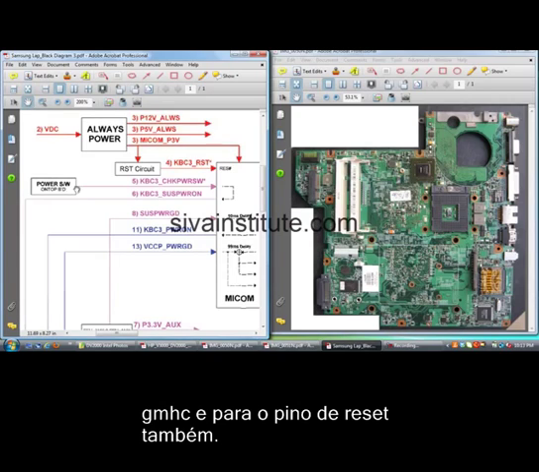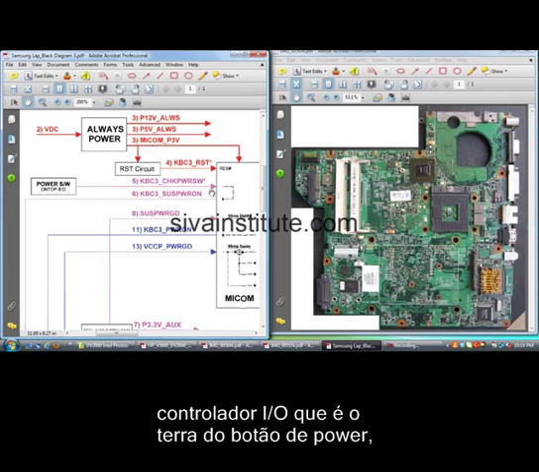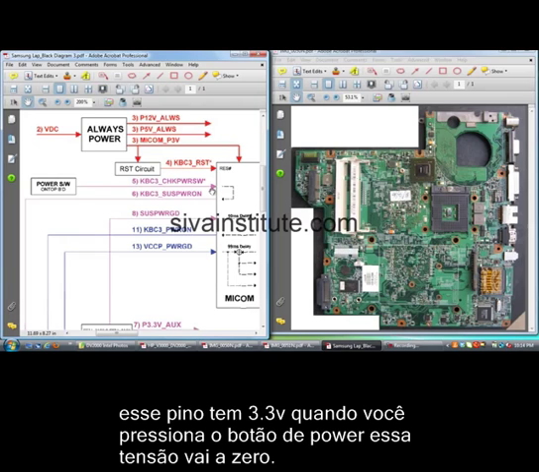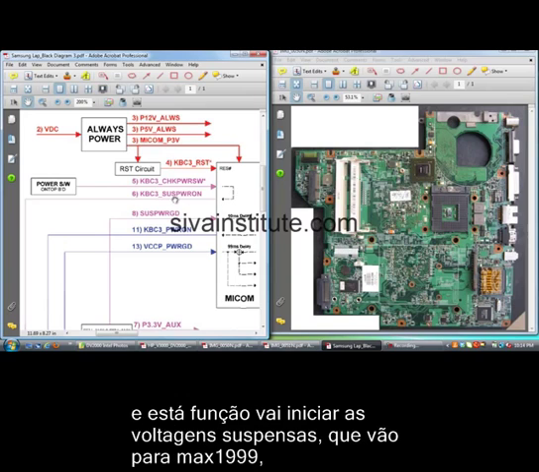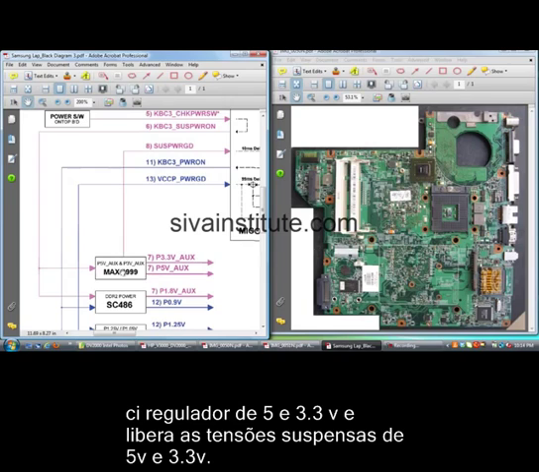When you press the power button, this pin, that means the microcontroller IC, the SIO controller chip pin, is grounded through the power switch. This pin has a 3.3 volts supply. When you press the power button, this voltage goes to 0 and this function will start. This KBC suspend power voltage comes to the 3.3 volts regulator and 5 volts regulator IC, and releases 3.3 volts and 5 volts.